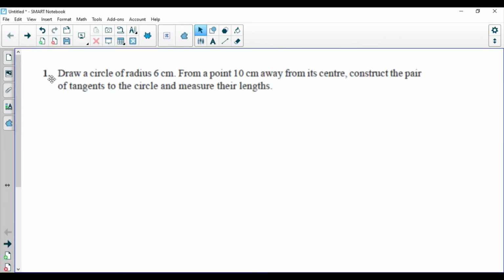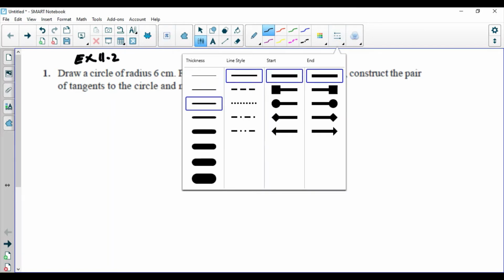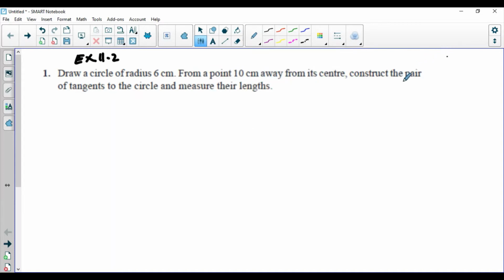This is the question from exercise 11.2, class 10. Okay, exercise 11.2. Now, in this exercise, questions are about circle construction. So, for this, you have to recall all the concepts related to circles from class 9 as well as from class 10.